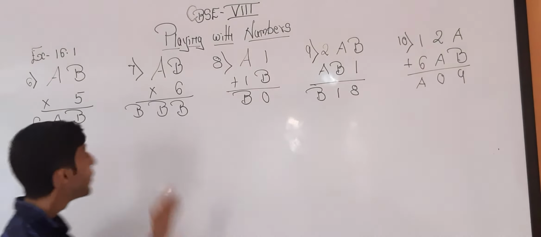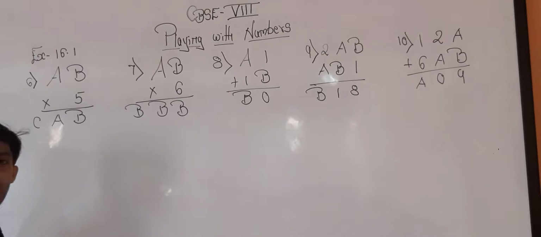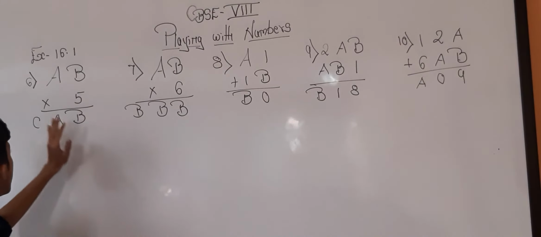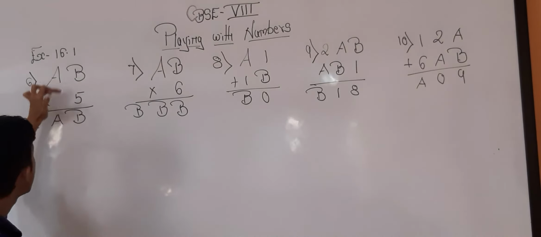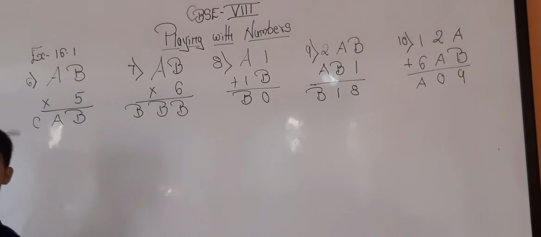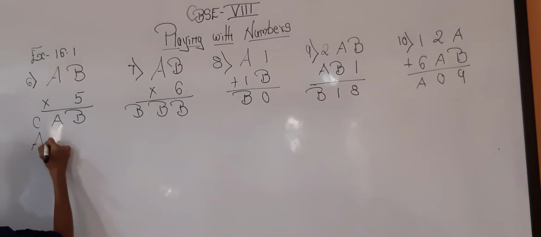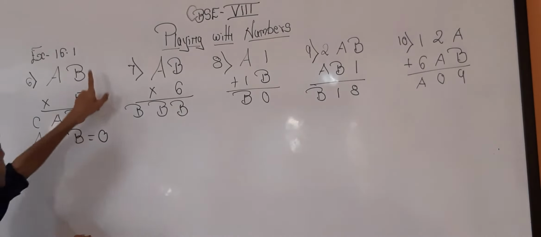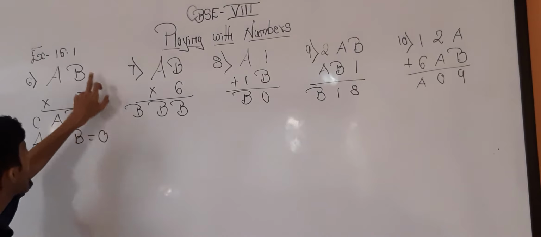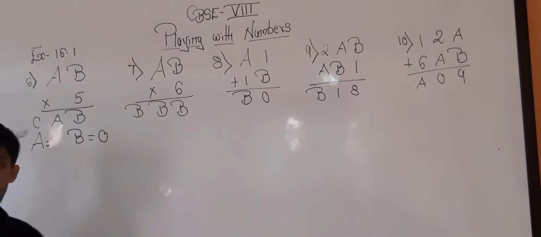Okay. Now, pay attention to question number 6. AB multiplied by 5 will be equal to CAB. Now, my value of B should be equal, my value of A should be equal. C might be different, no issue. Same question we have done in question number 5. So again, I am taking a chance that my B will also be equal to 0, because when I am taking the value of B as 0, my A is not getting affected. Okay, so my B's value is equal to 0 over here.